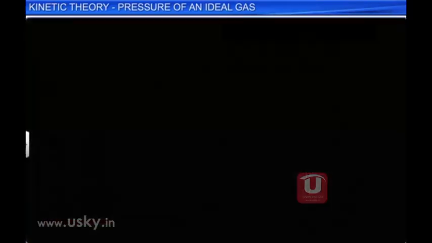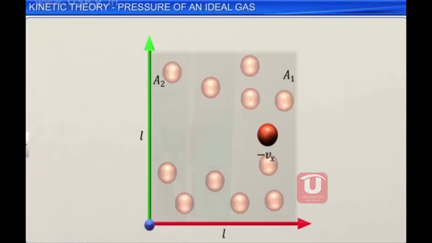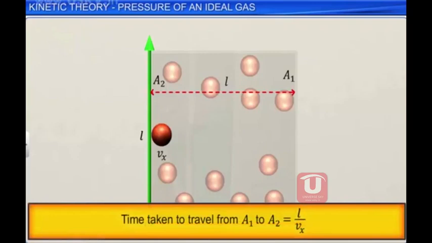If the molecule travels with a constant velocity minus vx along the x-axis and without any collision with the other molecules reaches face A2, then the displacement of the molecule along the x-axis, that is, the distance between faces A1 and A2, is L. Then the time taken to travel from A1 to A2 is equal to L divided by Vx.